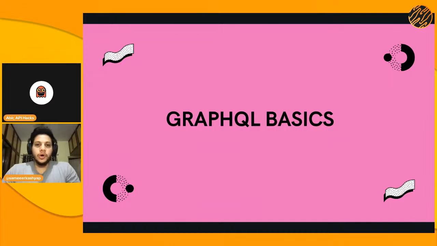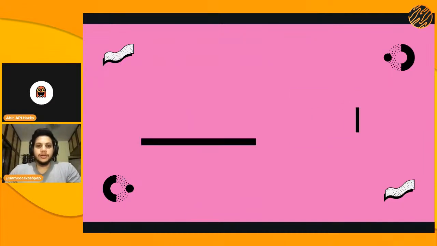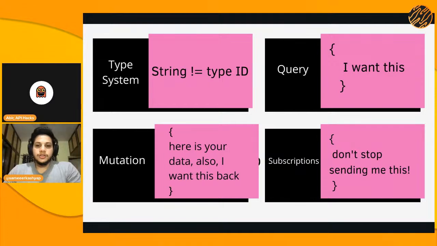So let's take a look at the basics of GraphQL. Basically there are four things. One is the type system, which I already mentioned. GraphQL is very strict about types, so you cannot consume or send a type that isn't there in GraphQL. If a field has a string type, then it has to be a string. Or if it is an ID, it has to be an ID. An ID here can be an int or string, but technically string and ID don't mix.